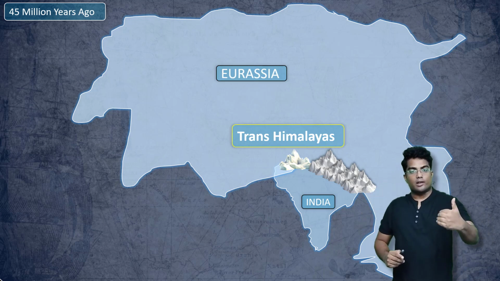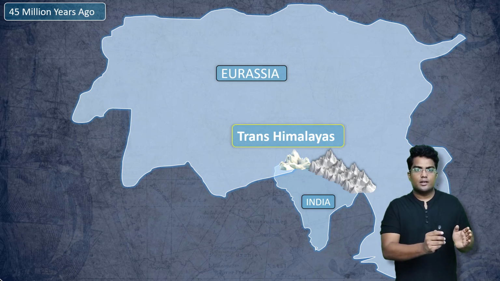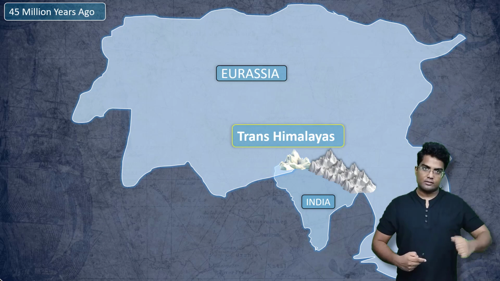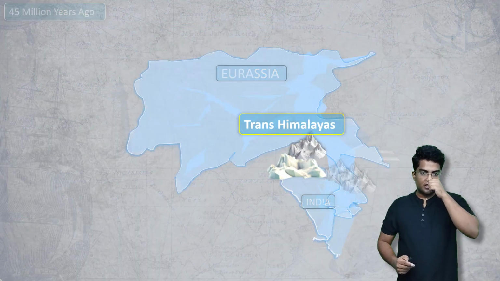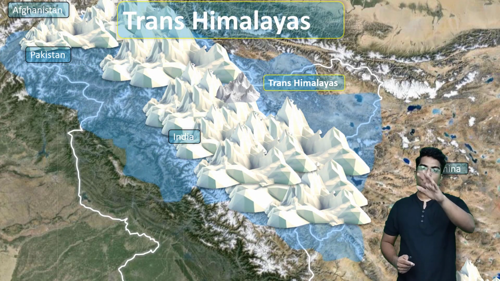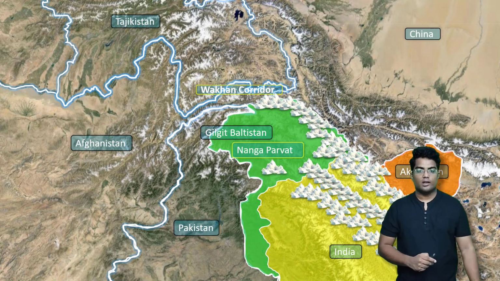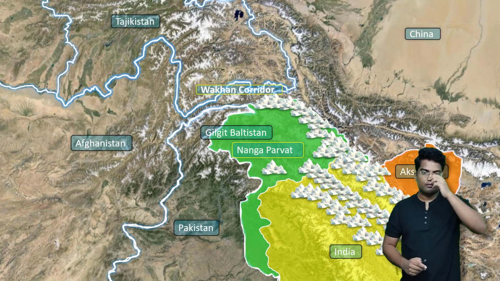Okay, so that is why the Trans-Himalayas are considered a bit different from the rest of the Himalayas, because they were already there before the collision, right? So let's explore more things. So this is the Trans-Himalayas, okay? And to give you perspective how it looks like, let me just change the screen. Okay, so this is how it looks like.